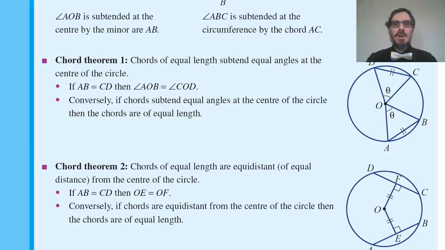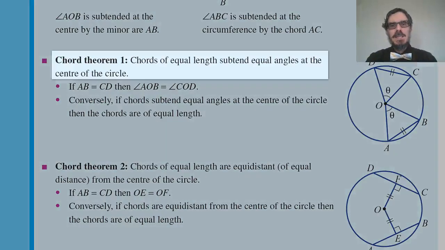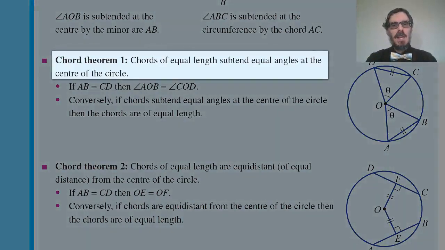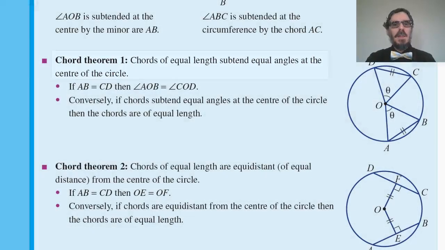There are 4 chord theorems. The first one says this: chords of equal length subtend equal angles at the centre of the circle. That's to say, if this chord is the same length as this chord, then this angle is the same as this angle. Can you see why that is?